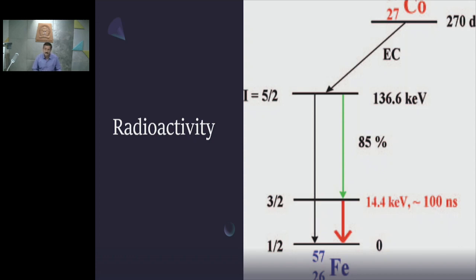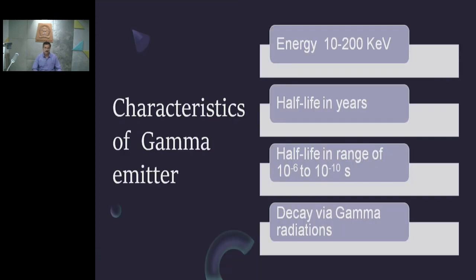And that emitted gamma radiation is absorbed by another nucleus. So how does it work? This radioactivity phenomenon plays a major role for this spectroscopic tool. Then we have to be aware of its characteristics.